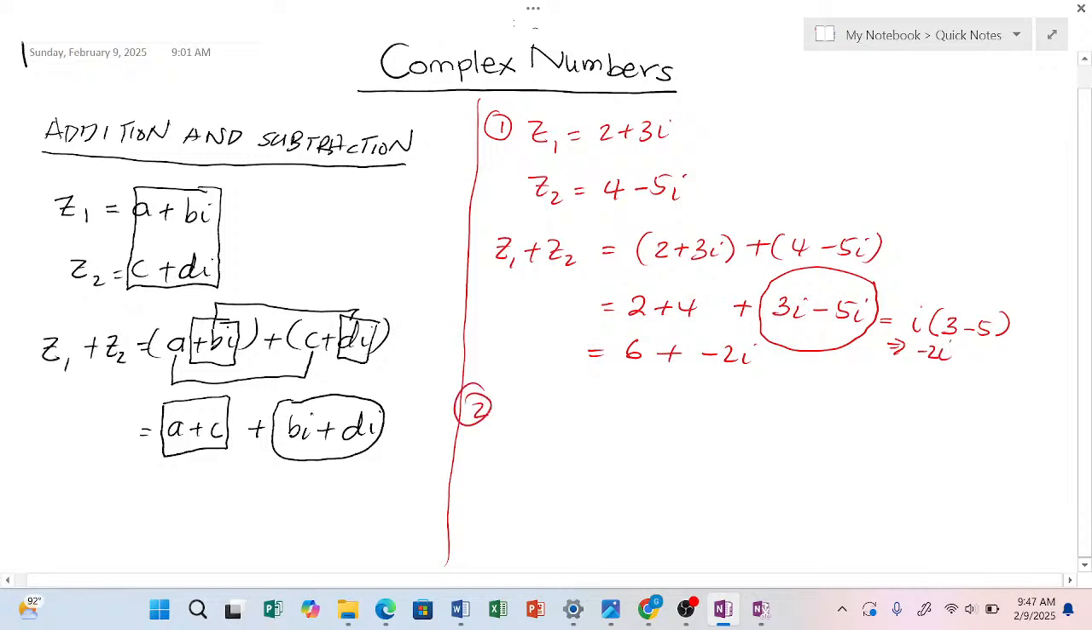Another example. I have complex number 1 is 10 minus 16i. Complex number 2 is 5 plus 8i. We are asked to find z2 minus z1. Now here you have to be careful.